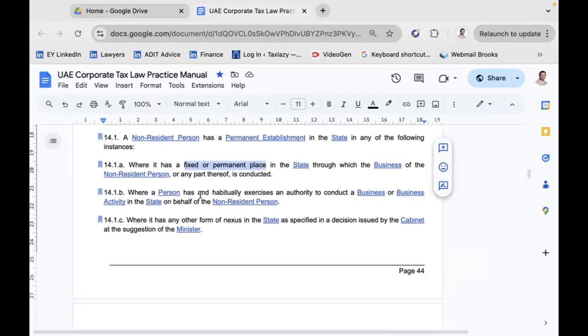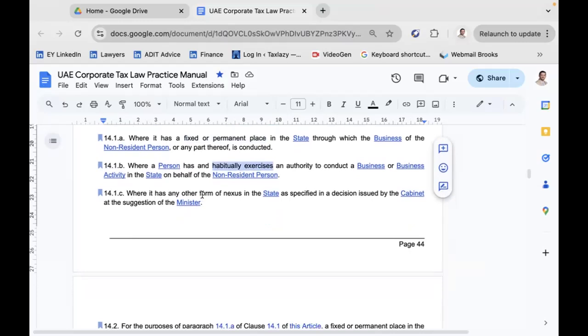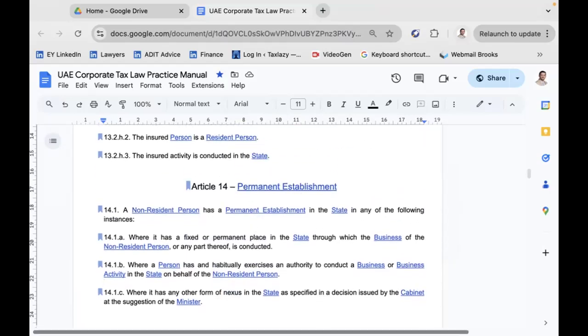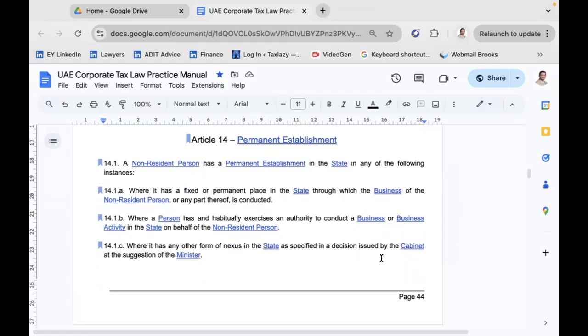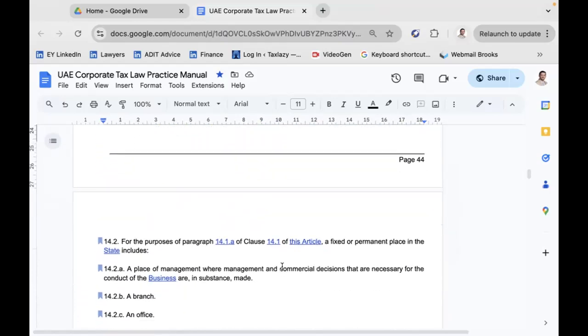Secondly, where a person has and habitually exercises an authority to conduct business or business activity in the state, right? The person has and habitually exercises. This is the first condition, and this is the second condition: habitually exercises an authority to conduct business. And another thing, where it has any other form of nexus. Please remember this. Even the word nexus has been included in the definition of permanent establishment, specified in a decision. Now, this decision came later on, which was on the nexus.